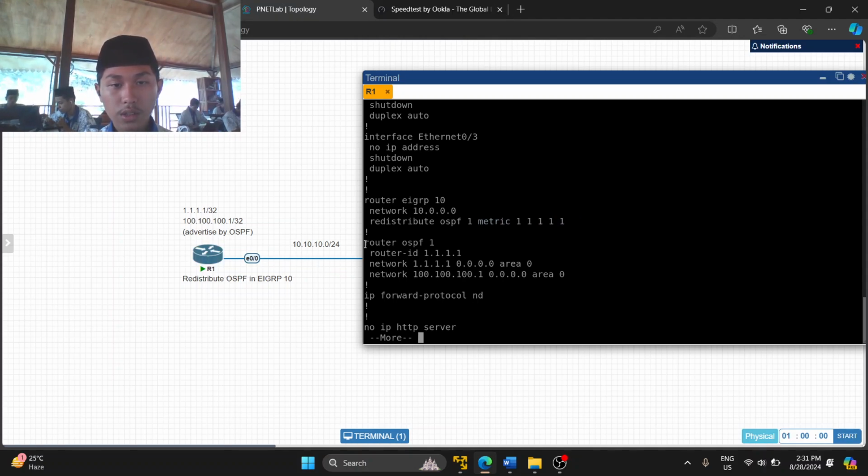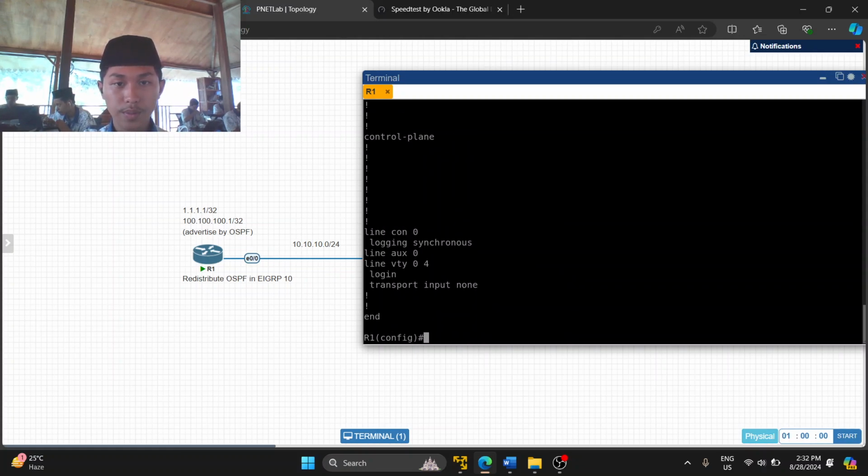Then next, we continue here. We have another routing protocol, that is OSPF, with the router ID 1.1.1.1. Then we have the networks. The first network is interface loopback 0, that is 1.1.1.1/32 in area 0. And then we have the second network, that is 100.100.100.1, and it is also advertised in area 0 or the backbone area. Okay, that's all.